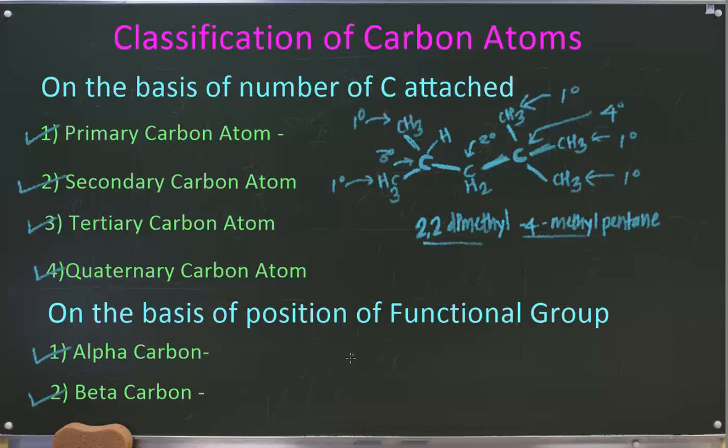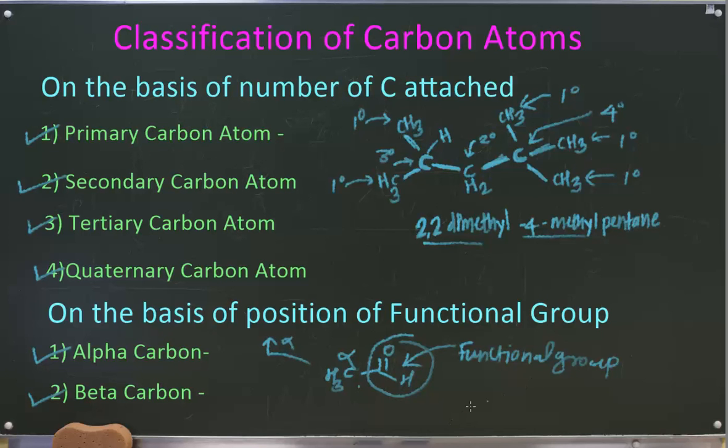For example, if I am writing the structure of acetaldehyde over here, the functional group is an aldehyde. This is the functional group. Now, with respect to this functional group, this is the alpha position. Therefore, this carbon is known as alpha carbon.